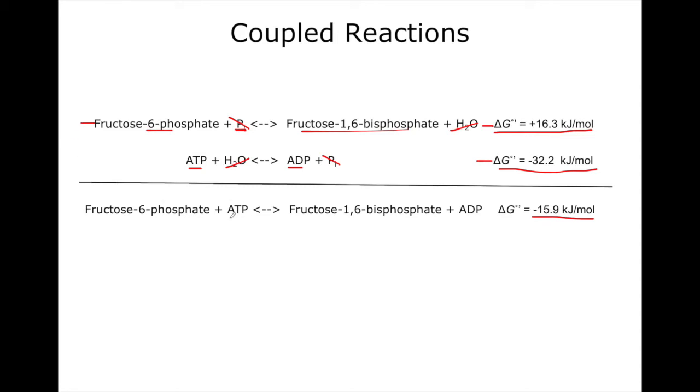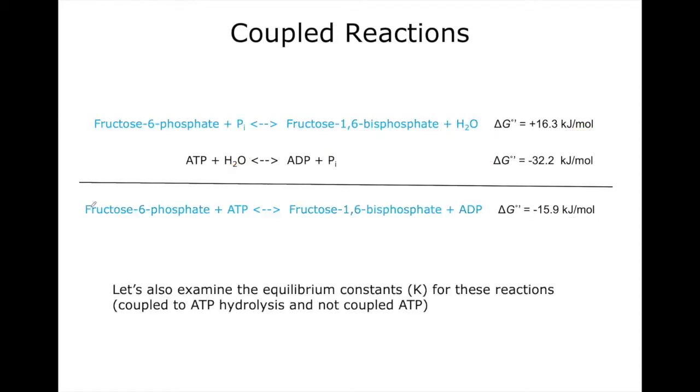So we're able to drive this non-spontaneous reaction in the forward, spontaneous direction by coupling it with ATP hydrolysis. Now, looking at the delta G values, we can get a lot of information, but we also want to look at the equilibrium constants for these two reactions here. So we can convert our delta G values for these two reactions into equilibrium constants.